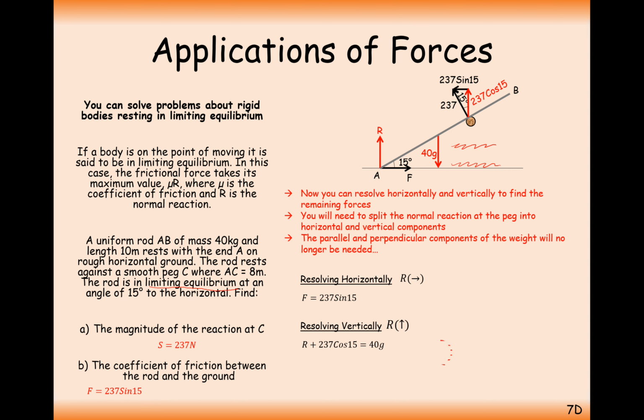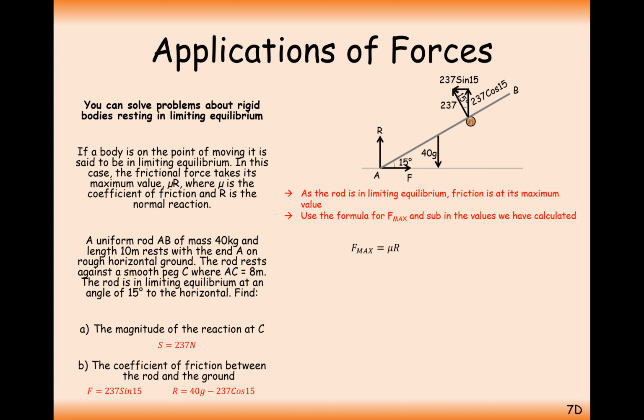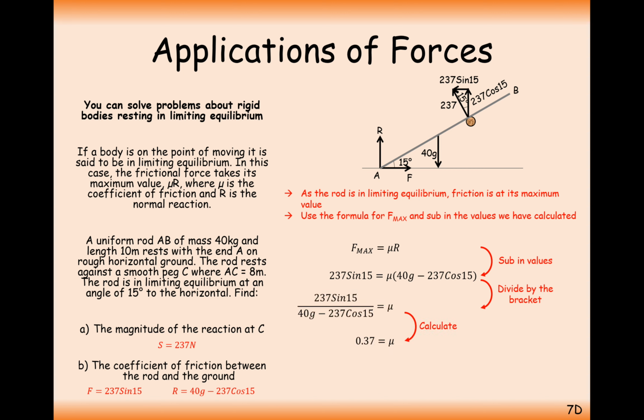And now we can apply F equals mu R. So rearrange this to get R on its own. So we've now got what F is, we've now got what R is, and now we can just use F equals mu R to work out what mu needs to be. So friction is this F force here, 237 sine 15, that goes on the left. Then it equals mu times the R force, which is 40g minus 237 cos 15. Divide that onto the other side, and then use your calculator to work out the answer, and you get 0.37 as your answer for the coefficient of friction.